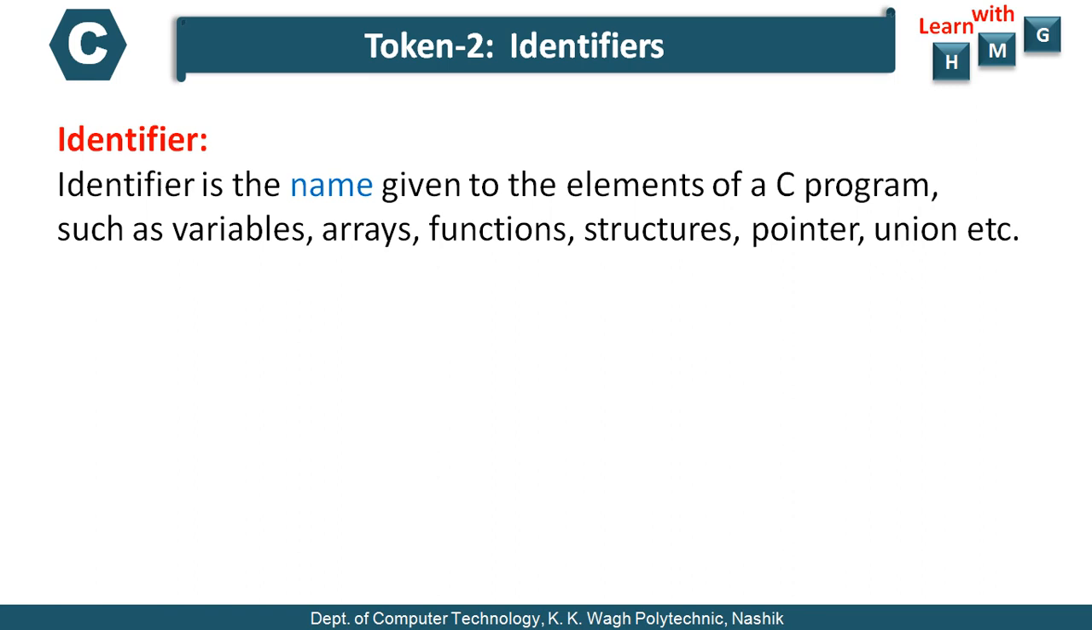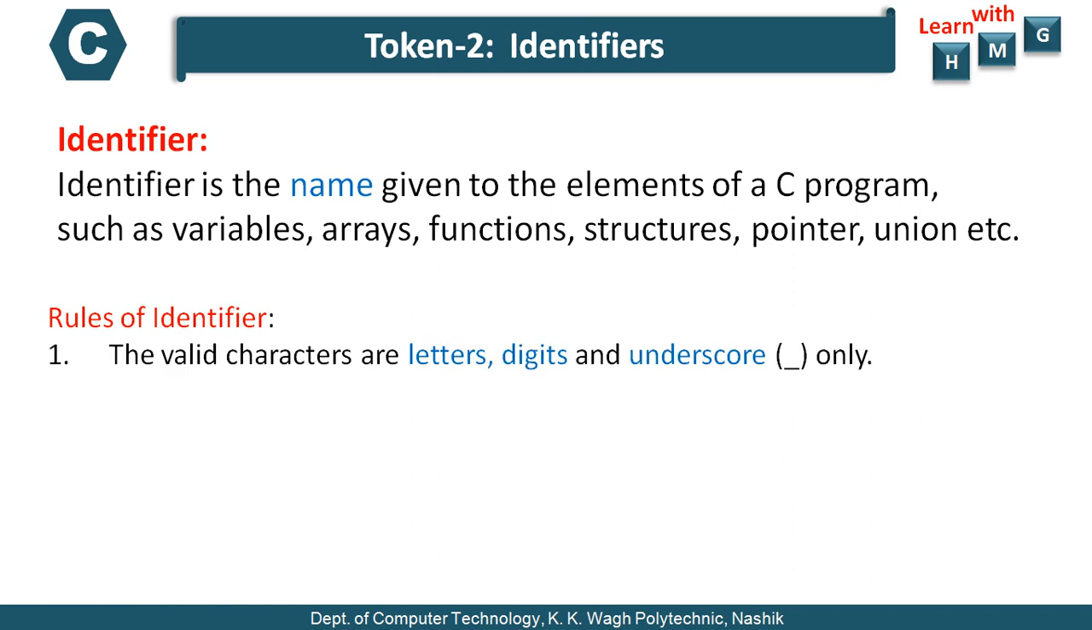So like this, there will be the variable name, array name, function name, structure name, pointer name, union name, etc. And these names are nothing but identifiers. Whenever you are giving a name for a variable, array, function, etc., you have to follow certain rules. So let us see which are the various rules for identifiers.